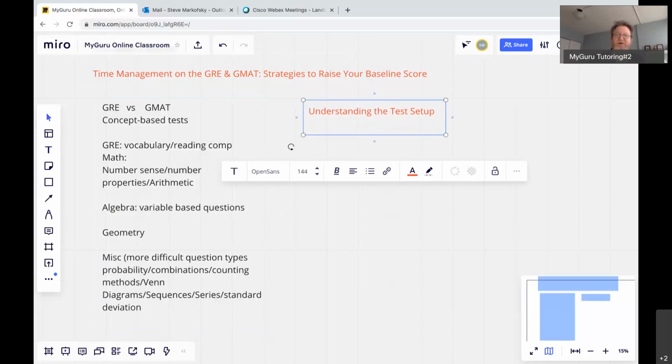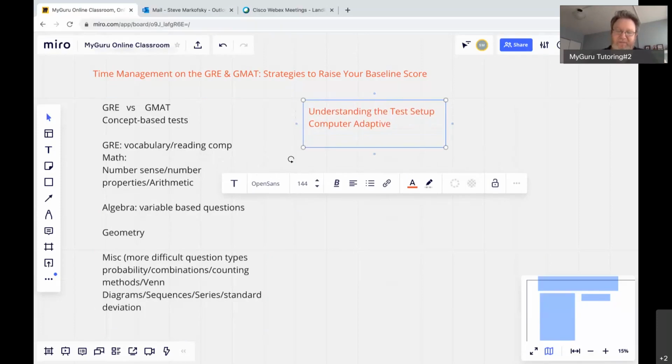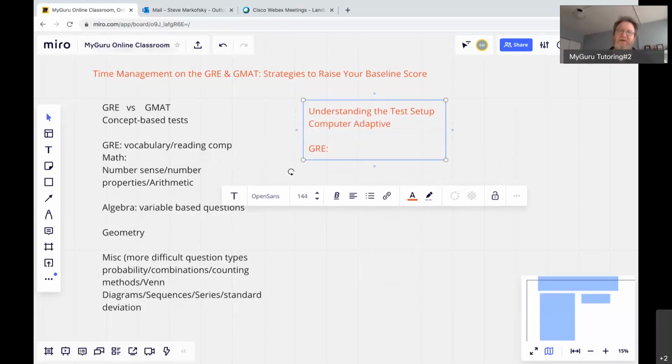The first thing you want to be aware of is that both the GRE and the GMAT are computer adaptive, but in different ways. All right, so what does that mean? For the GRE, the computer adaptive aspect, it's partially adaptive. So you're going to start out with a median level, a median difficulty section. Depending on how you do on that section, because there's going to be 2 sections for the verbal and math, then you may come across an experimental section as well.